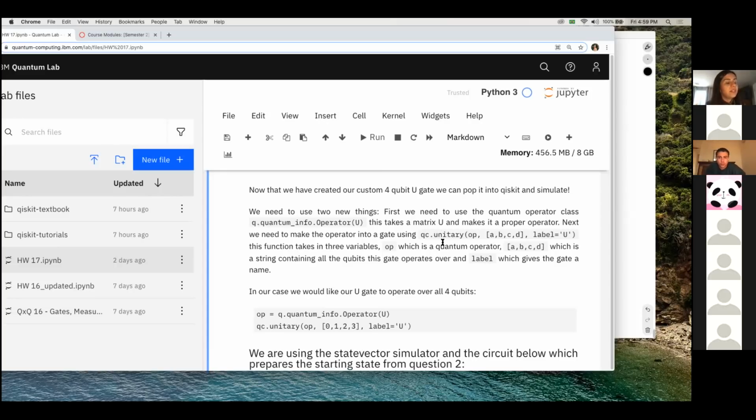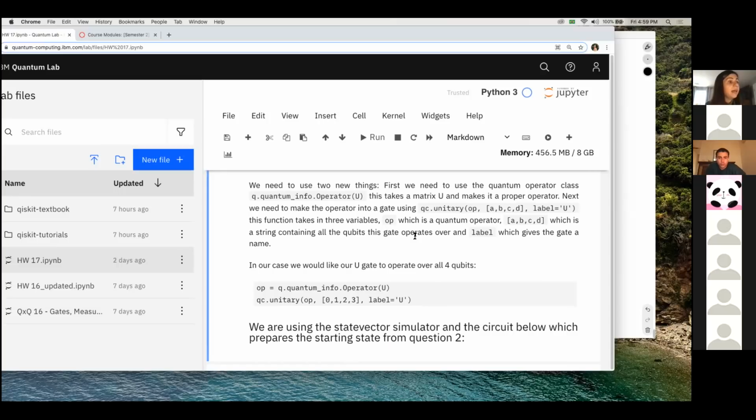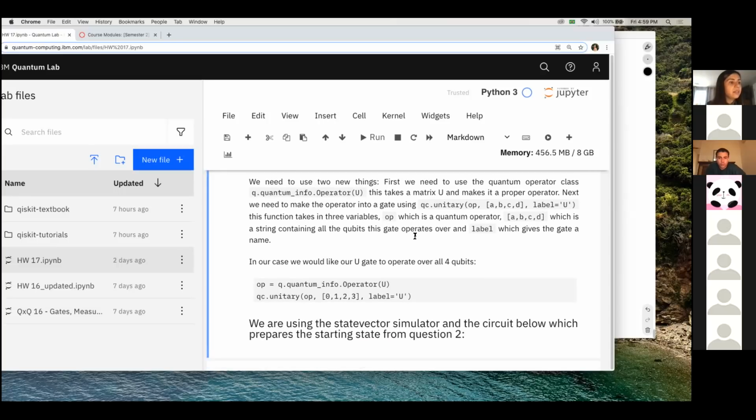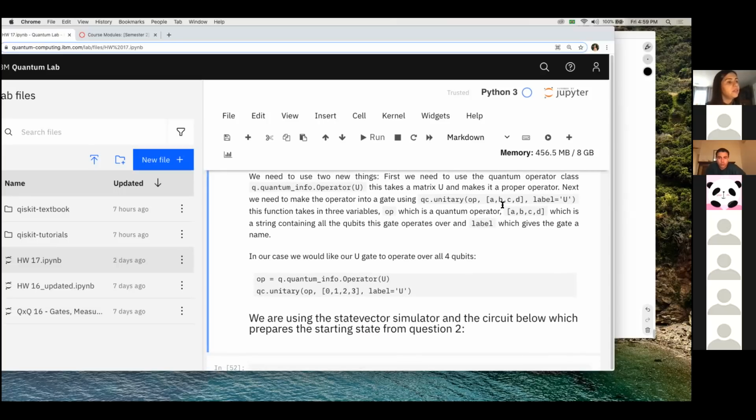Next, we need to make the operator into a gate using QC.unitary. QC is our quantum circuit that we're gonna draw and define. And we're gonna use this command. The label is the name I'm gonna give to it. I'm gonna call it U because that's the name of the matrix we used, but it could be another name, whichever name you would like.